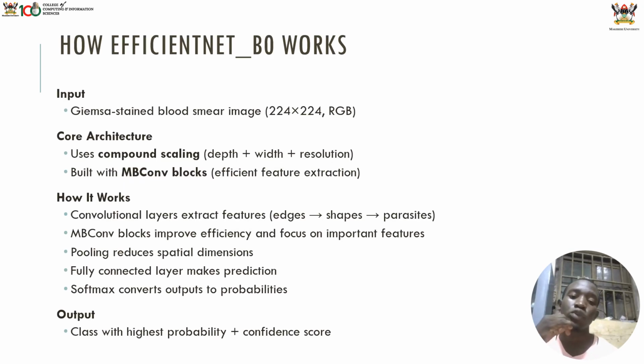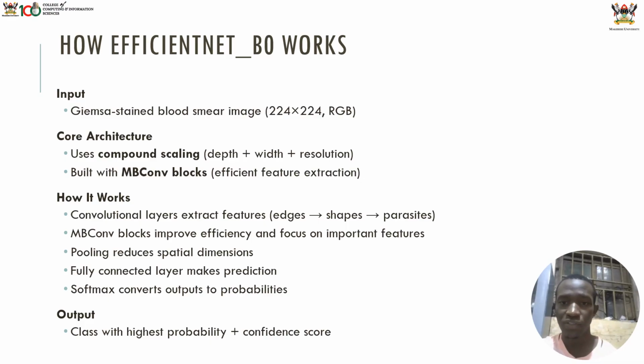Then from there we shall go to how it works. Initially, it takes the input images. The core architecture uses compound scaling, which focuses on balancing the depth, the width, and the image resolution to improve performance. It uses MB-conv blocks, which are efficient and powerful for feature extraction.